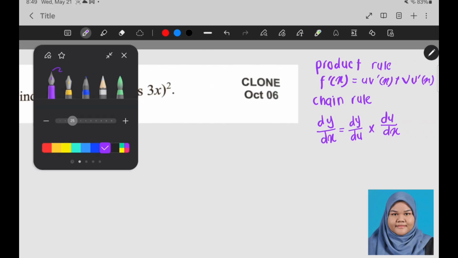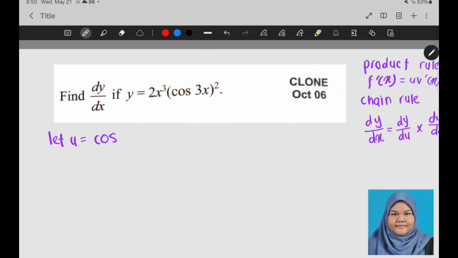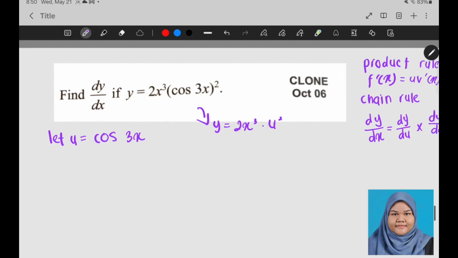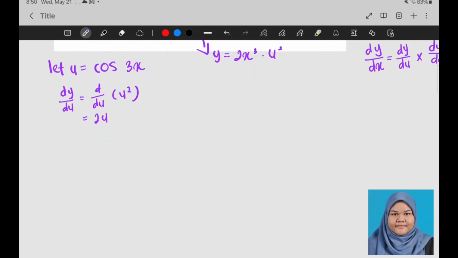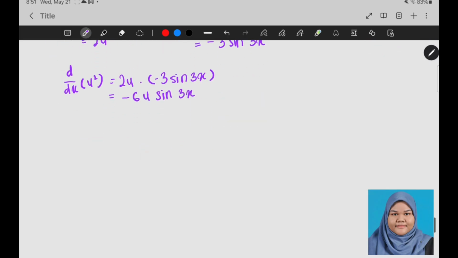Next, find dy/dx if y equals 2x cubed cos squared 3x. We use the product rule. Let u equal cos 3x, so y equals 2x cubed multiplied with u squared, and dy/du equals 2u. Next, find du/dx: negative sine 3x multiplied with 3 equals negative 3 sine 3x. Then we find dy/dx of u squared, which is 2u multiplied with negative 3 sine 3x, and we get negative 6u sine 3x.